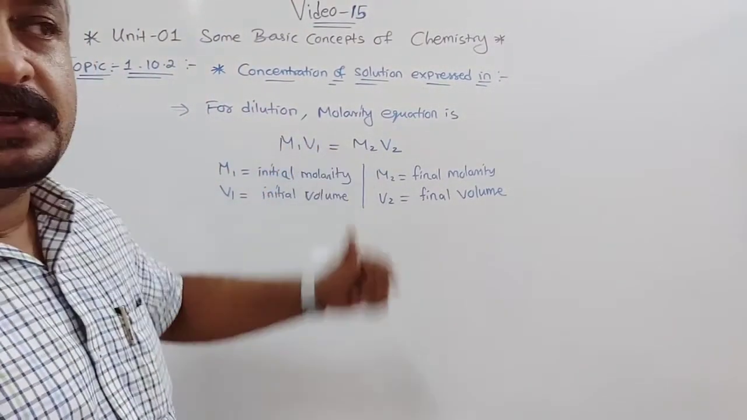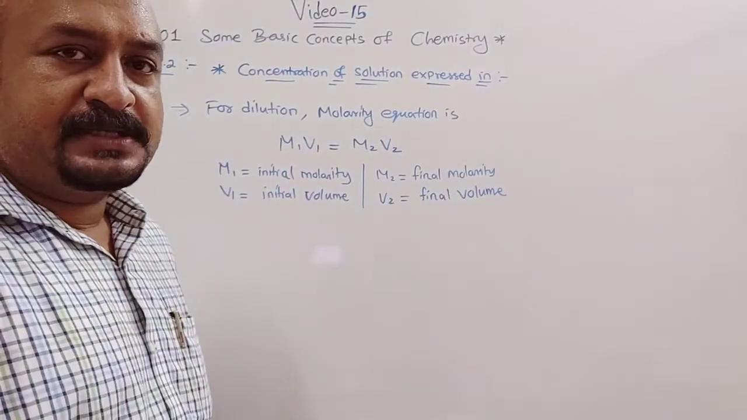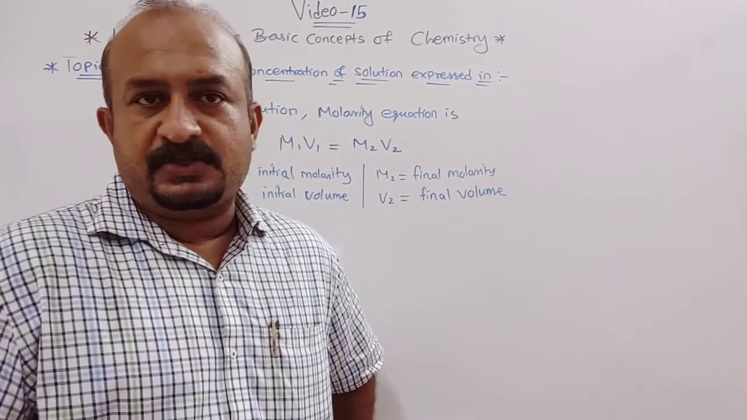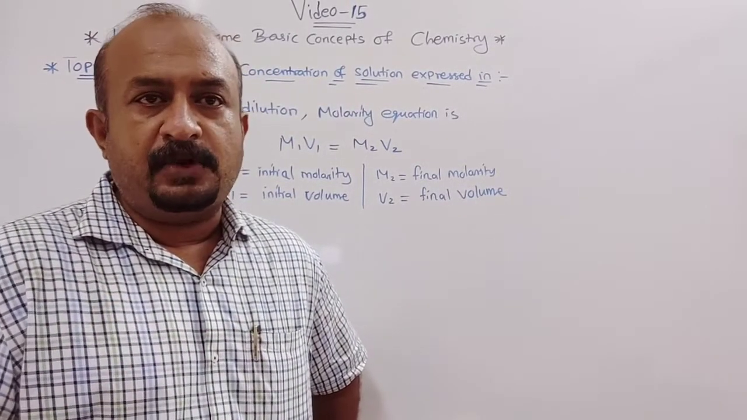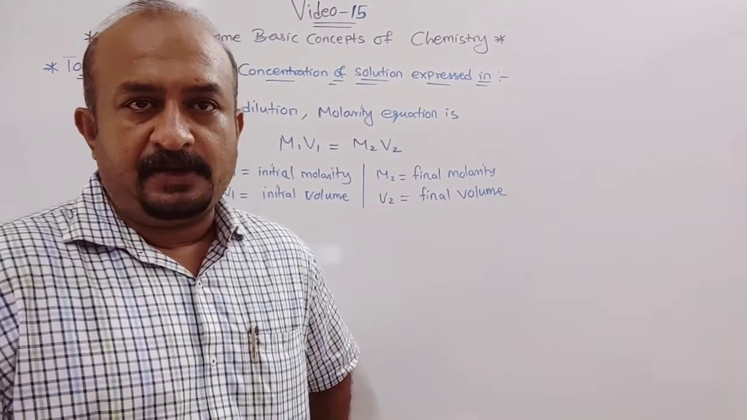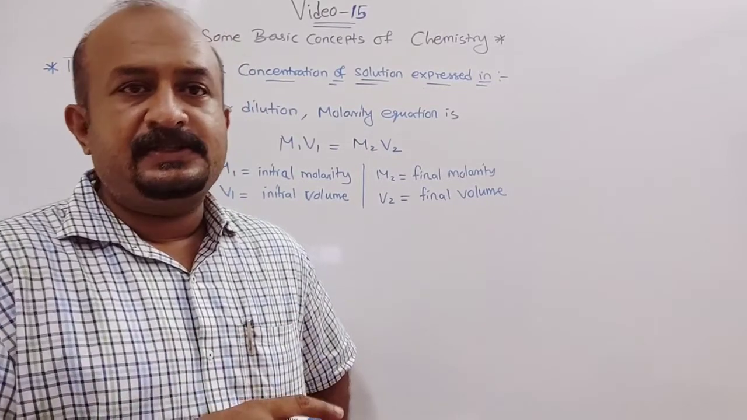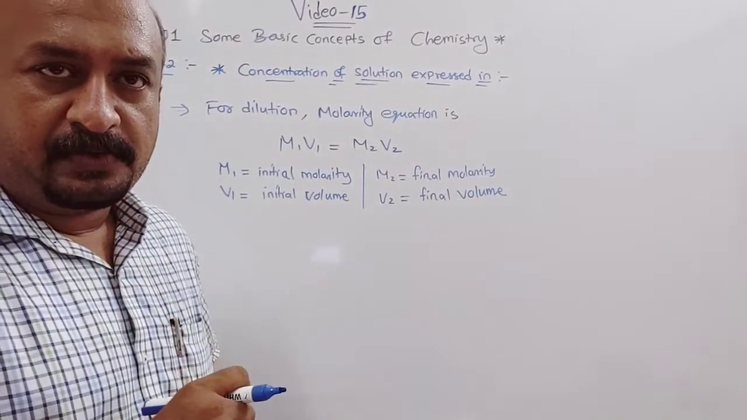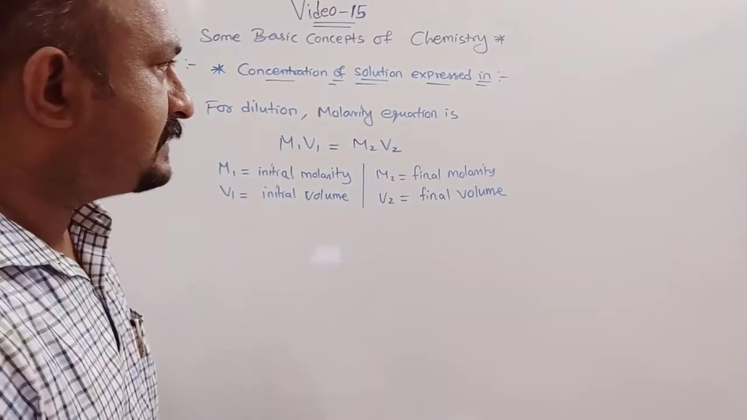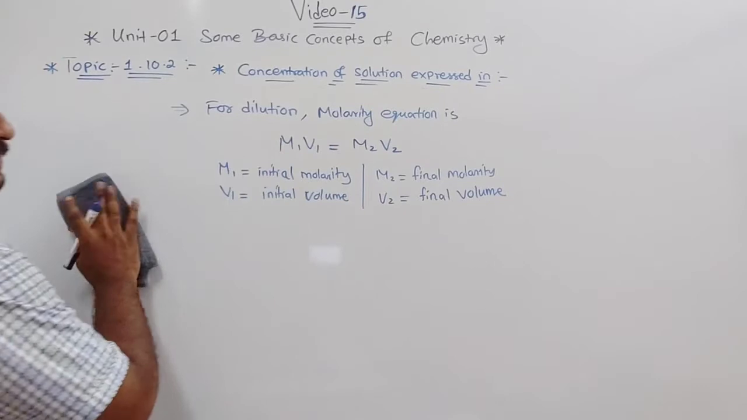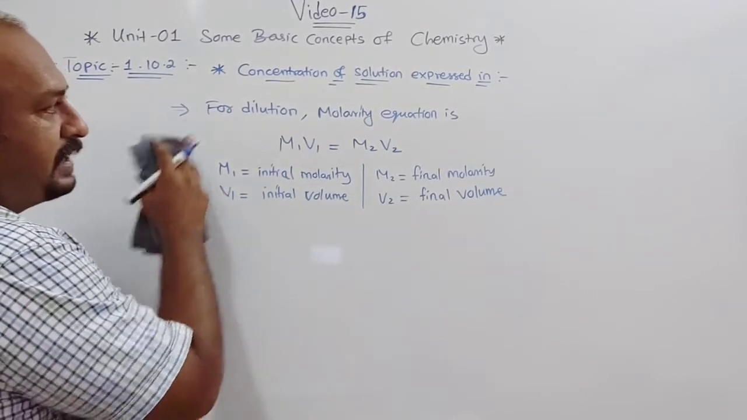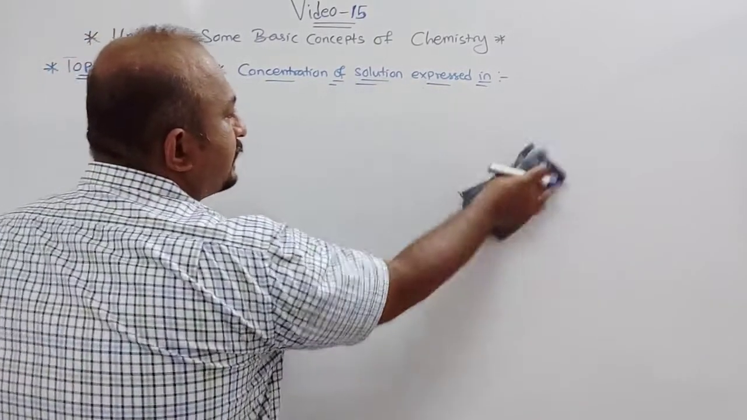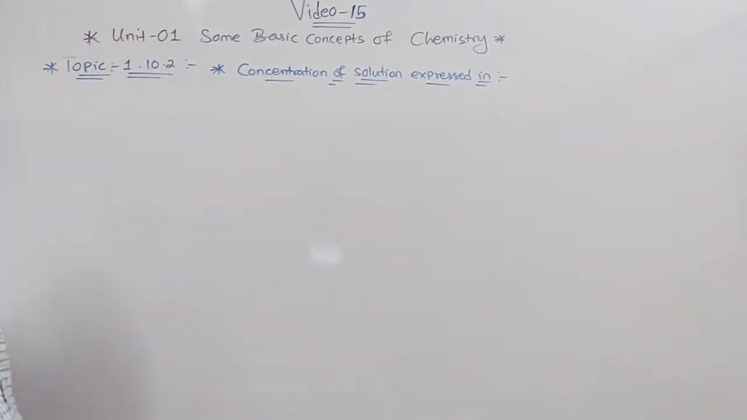M1V1 is equal to M2V2. M1 is the initial molarity, V1 is the initial volume, M2 is the final molarity, and V2 is the final volume. To understand this equation, we need to do one example. You can write down this dilution molarity equation like this.